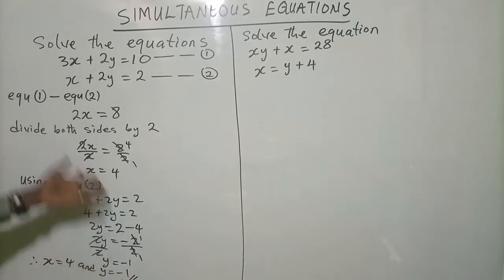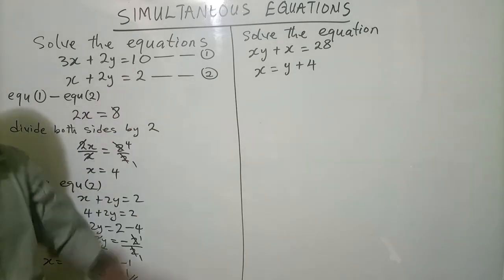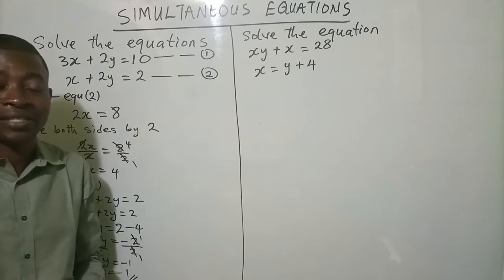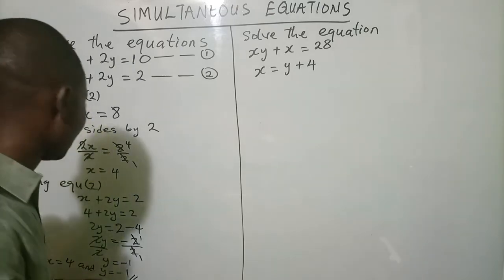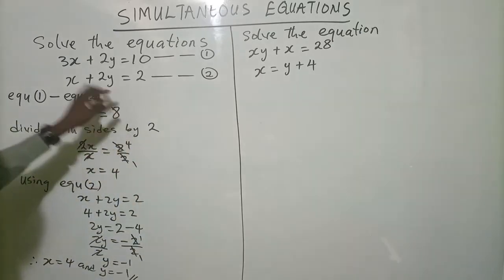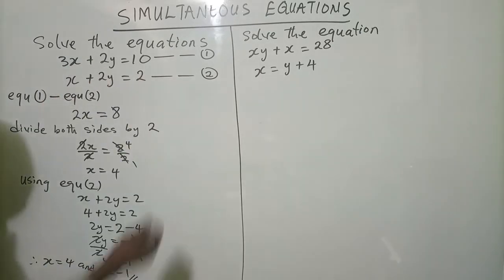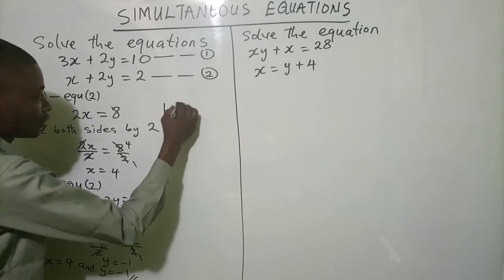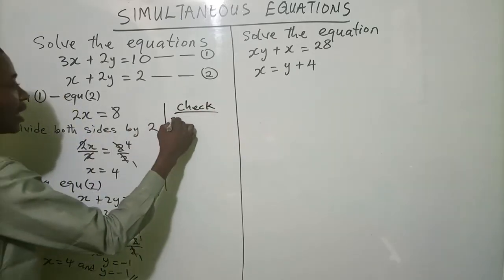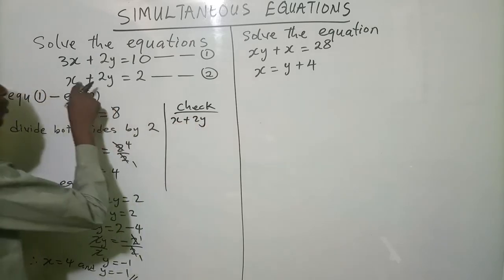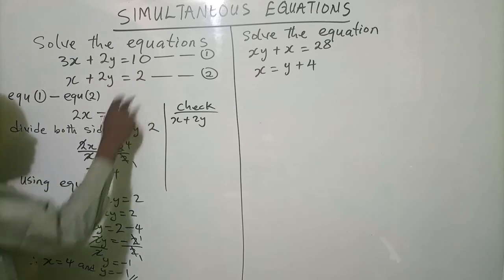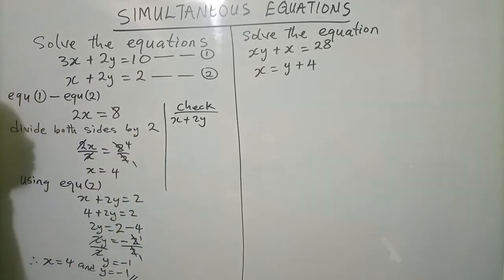Now you can actually check when you are done solving. The beauty of simultaneous equation is that you can easily check to see if your answer is right or wrong. How can you do that? All you need to do is substitute the value of y and the value of x into any of the equations. For instance, let me quickly run the check here. Please always do this when you solve. x plus 2y. So I'm going to put the value of x and the value of y here. I must get 2. If I don't get 2, that means my answers are wrong.